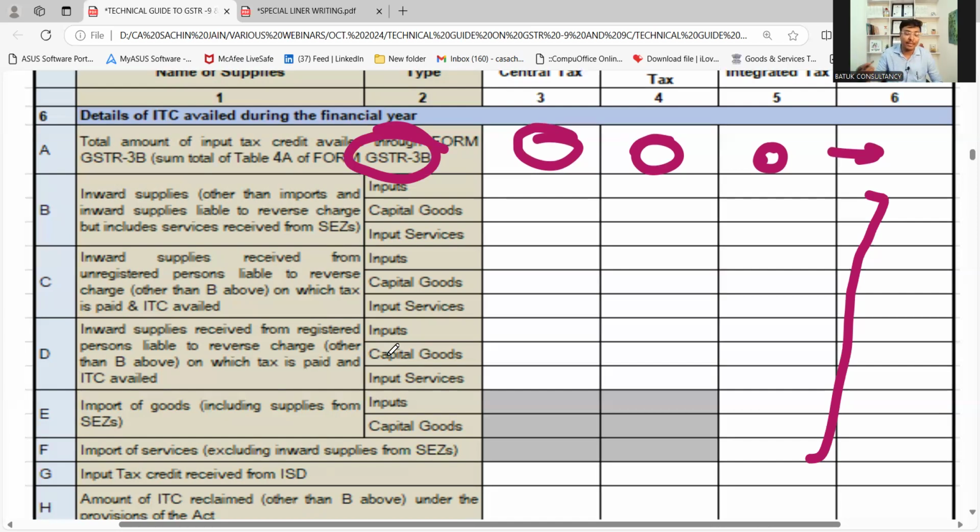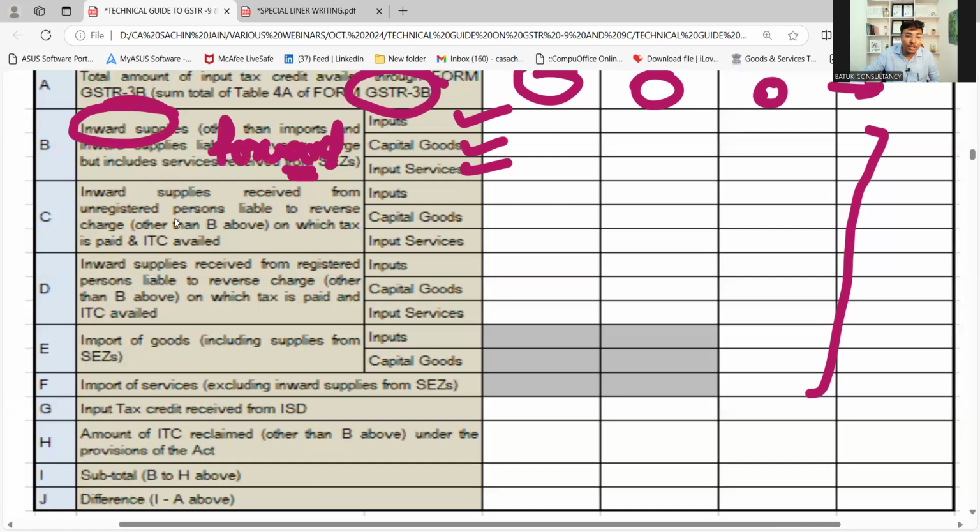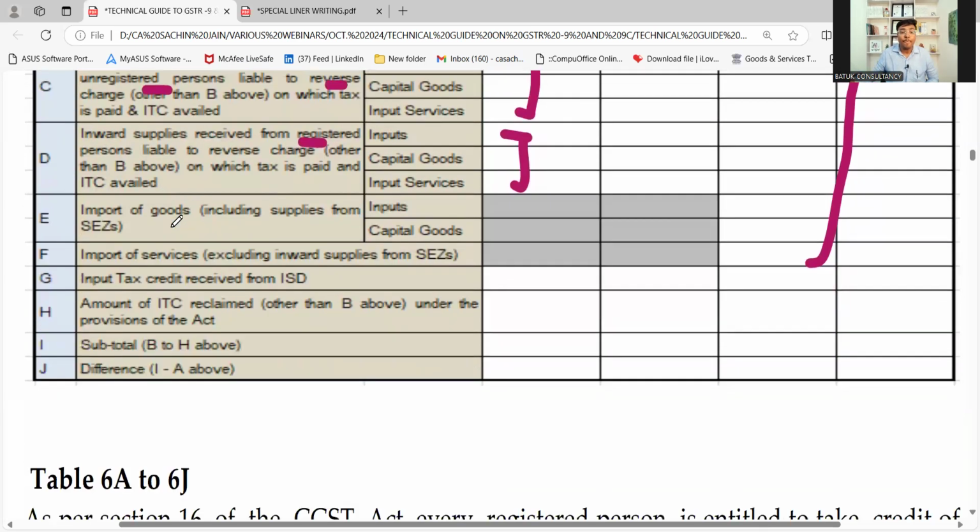Now, first, bifurcation of your inward supplies under forward charge. Bifurcation: input, capital goods, input service. You may provide the combined bifurcation of input and input service. Inward supply received from an unregistered person liable to reverse charge mechanism, the bifurcation is required. Inward supply received from a registered person, bifurcation is required. Import of goods for which you have made the payment under reverse charge mechanism, show here and provide the bifurcation of input or input goods. And for services, the input service should be shown here related to the input tax credit which you have claimed.